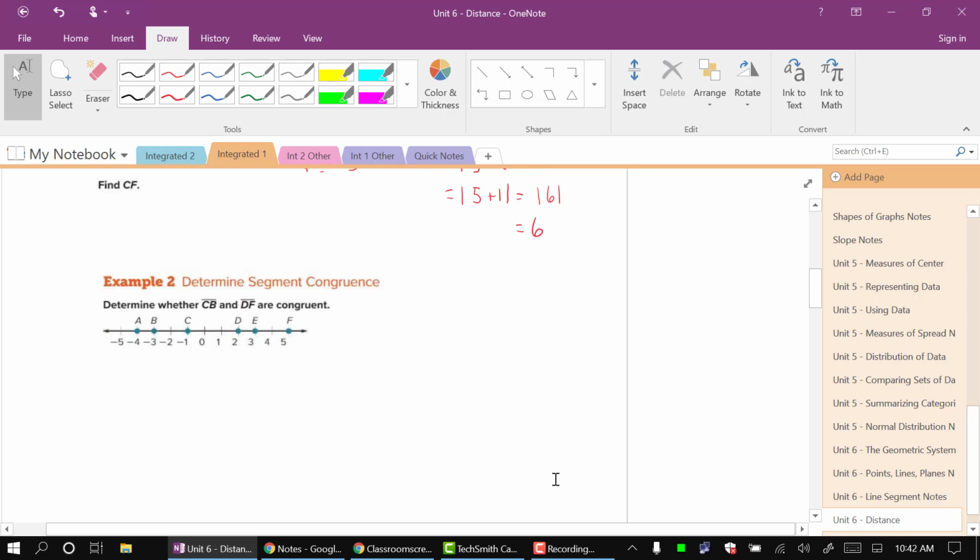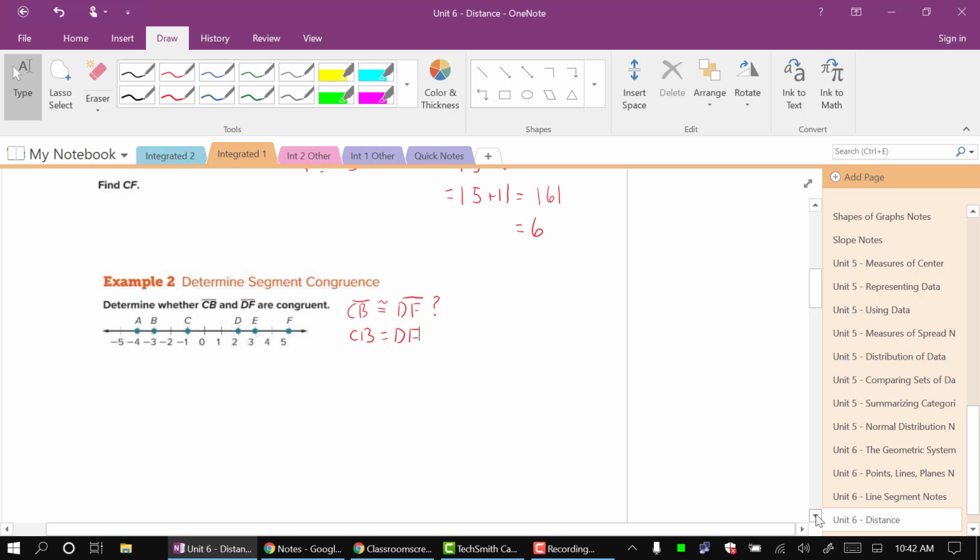Let's take a look at example 2. We want to determine whether line segment CB and line segment DF are congruent. From the previous lesson, the sign for congruent is the equals sign with a little mark over it. Remember what congruence means. It means that line segment CB is the same as line segment DF. They equal each other. So we want to see if these two equal each other.